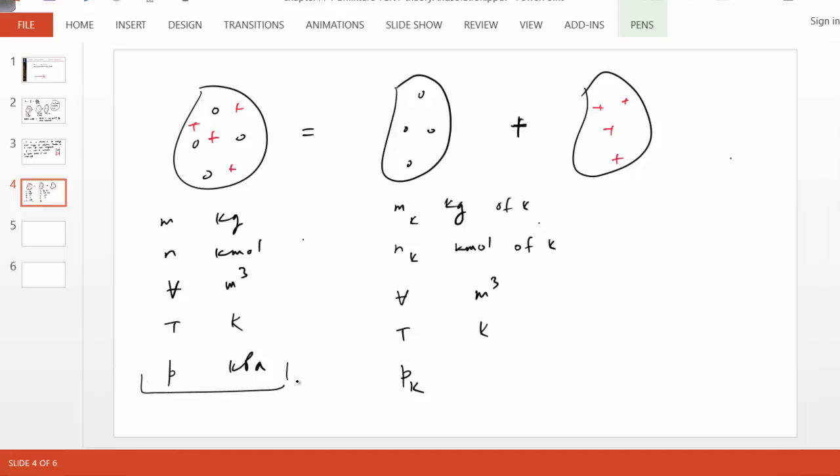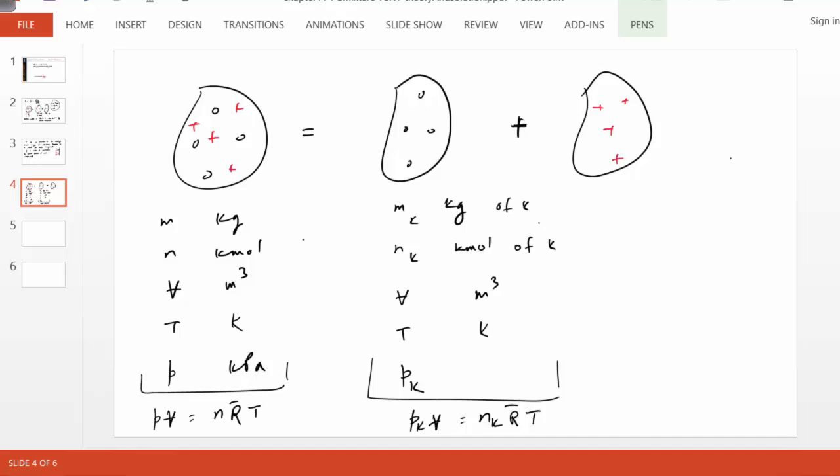Also, in case when you treat the mixture as a mixture of ideal gases, according to Dalton, the mixture will follow the ideal gas equation PV equals nRT, and each component will follow its own ideal gas equation, where volume and temperature are the same, but the pressure is different, equal to partial pressure of the gas.